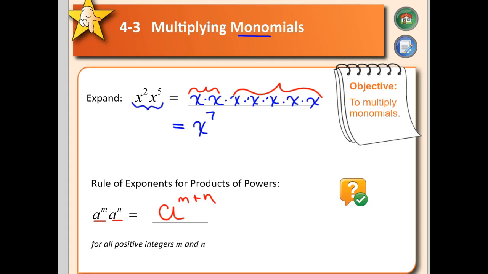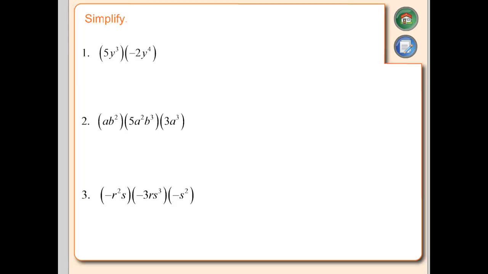Now we're going to start doing some different things, and one of the questions I have you ask yourself is what is the same? And so we're looking for letters that are the same base. So let's go over here and practice a few together. Now remember, it's algebra class, so it's a number thing and a letter thing. So if I look at the first one up there, let's decide what we need to do. Well, we've got a monomial 5y cubed multiplied by a second monomial negative 2y to the 4th.